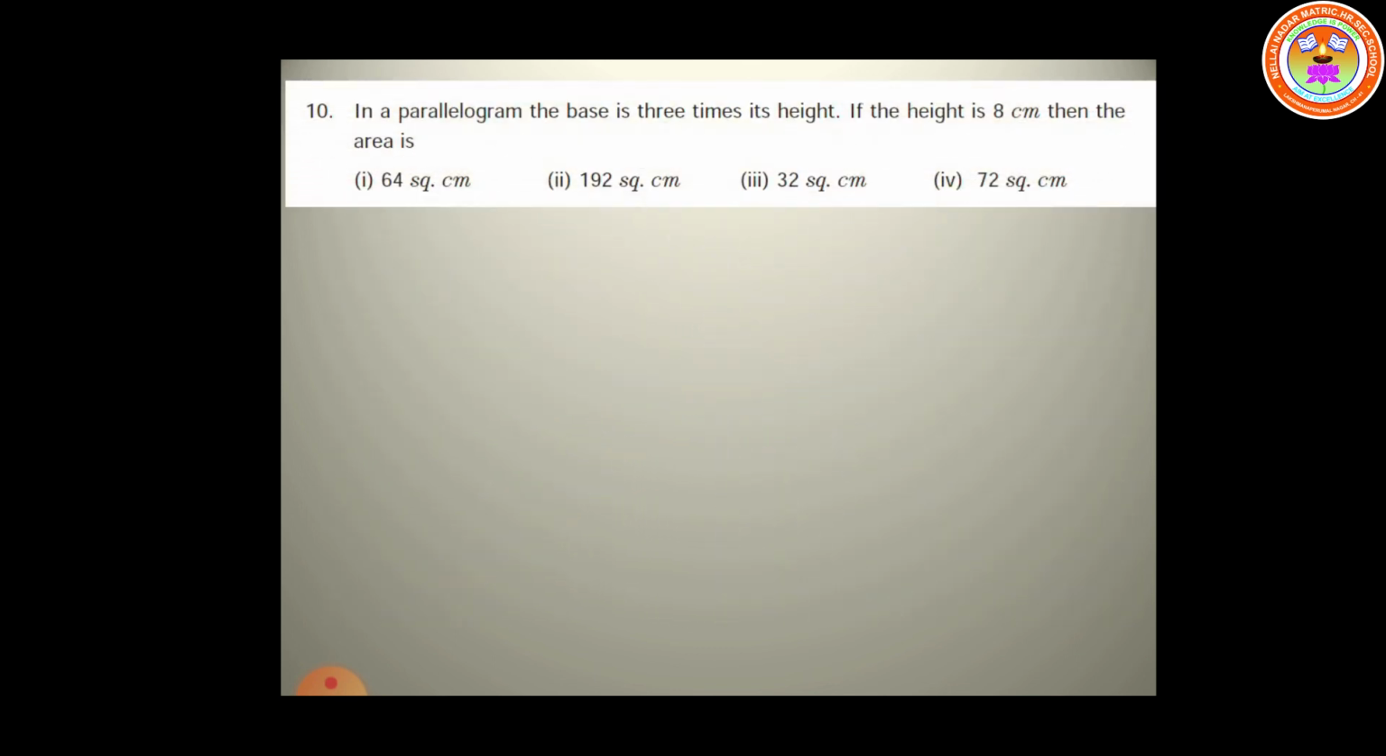10th one. In a parallelogram, the base is 3 times its height. That means in the place of B, we can put 3H. If the height is 8 centimeter, so in the place of H, we can put 8. Then the area. What is the formula to find area? Base into height. So, we can get the answer.